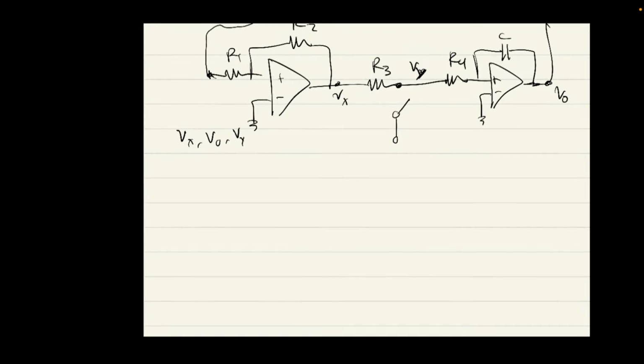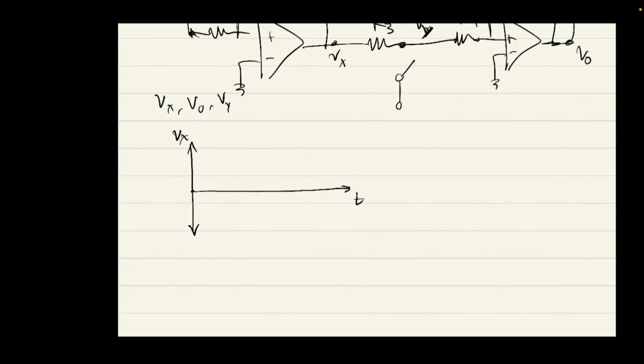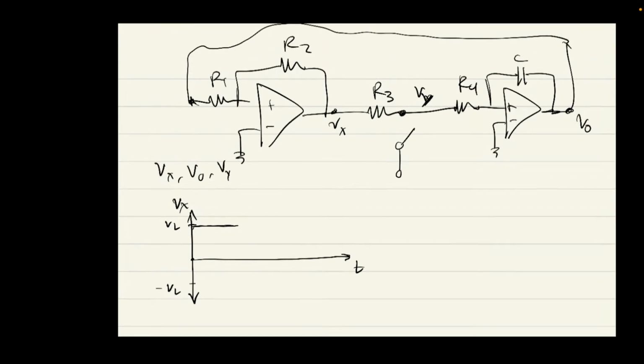So let's start with Vx. Everything okay? Okay, we'll start with Vx. What we do is we first assume that it's at some state. Let's assume that Vx is at positive VL, right? Because remember, Vx is the output of the Schmidt trigger that we just analyzed. It's one of two stable states.